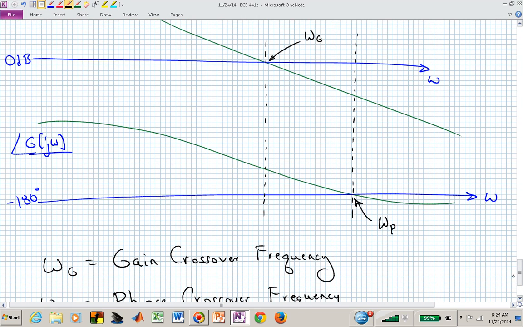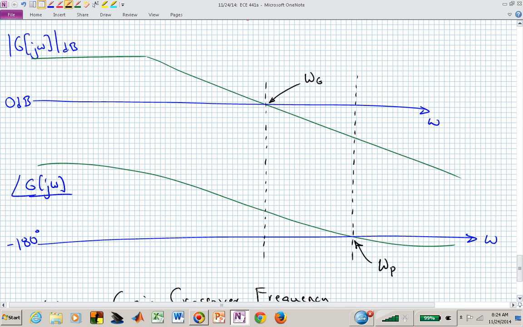Once we've identified those frequencies on the magnitude plot, that gives us the gain crossover frequency, and we want to then read down and see what is the phase at that particular frequency. And then for the phase crossover frequency we want to read up and see what's the magnitude at that particular frequency, and those will actually provide us with our stability margins, meaning we know we are going to be right on the stability boundary when we're at a magnitude of 1 and a phase of minus 180.